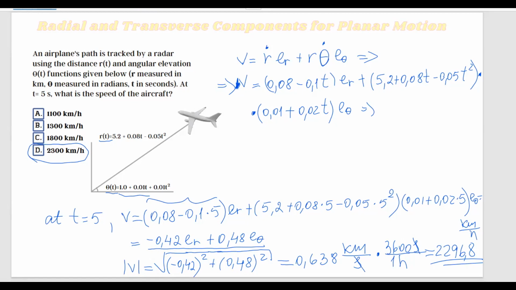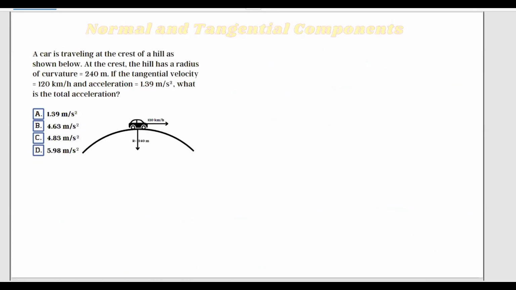Great. So you notice how we just used the formula provided in the FE handbook and substituted, and then we got our answer. Moving on. Normal and tangential components. A car is traveling at the crest of a hill as shown below. At the crest, the hill has a radius of curvature of 240 meters. If the tangential velocity equals 120 kilometers per hour and the tangential acceleration equals 1.39 meters per second squared, what is the total acceleration?